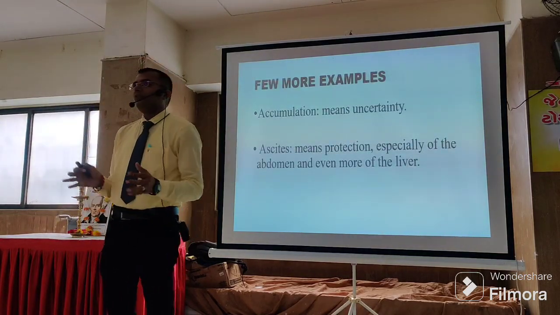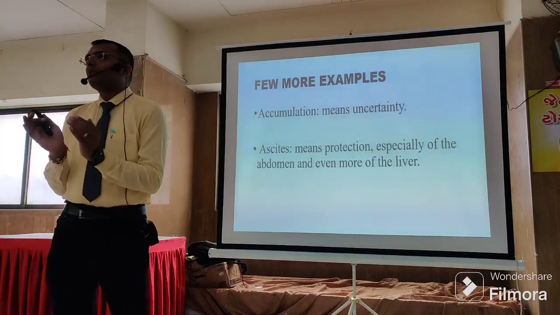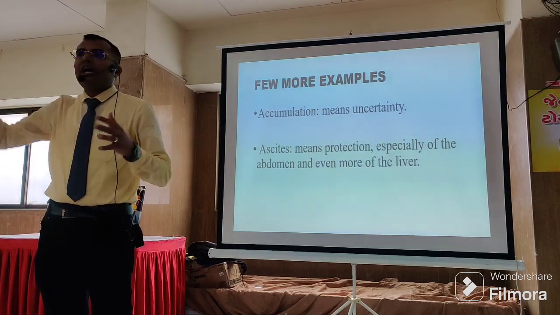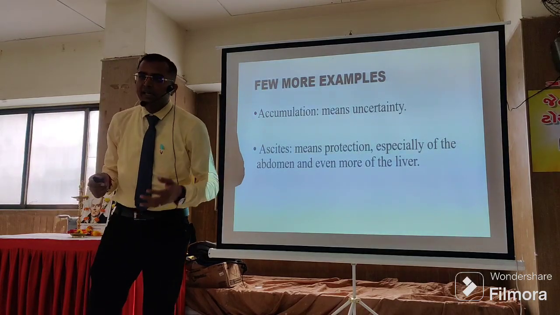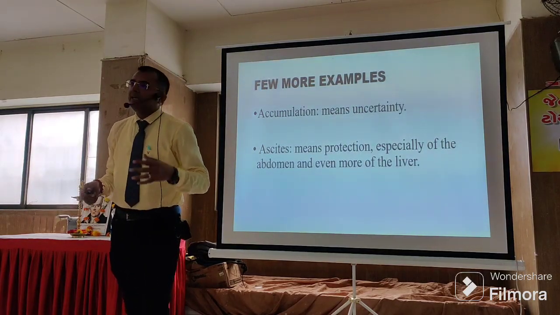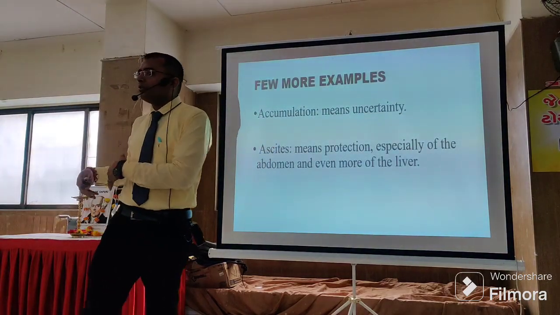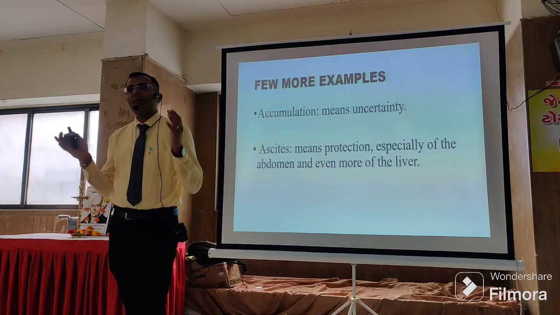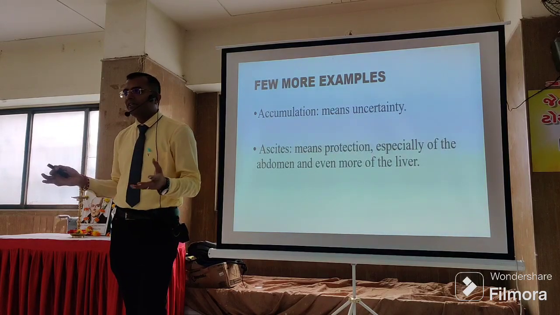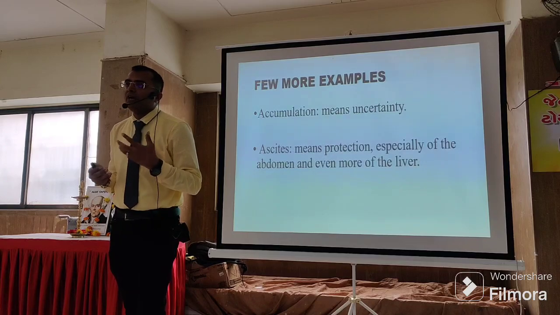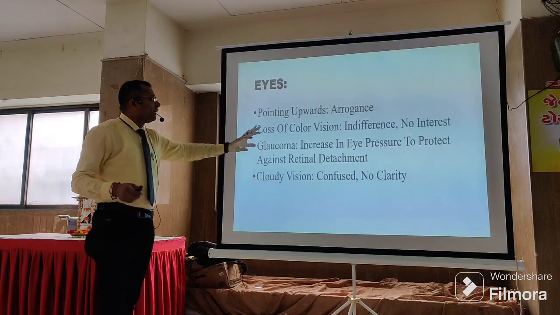A few more examples. If we have an accumulative pathology, something which is accumulated, what does accumulation mean? If there is uncertainty in the future, I need to accumulate more so I can survive properly. So this is uncertainty. For example, ascites. Ascites means what? They need protection in the abdomen, especially of the liver. So what does the liver represent? The liver represents a powerhouse, a factory, giving rise to nutrition, giving rise to energy. And if I do not have energy, what do I suffer? I feel starvation.